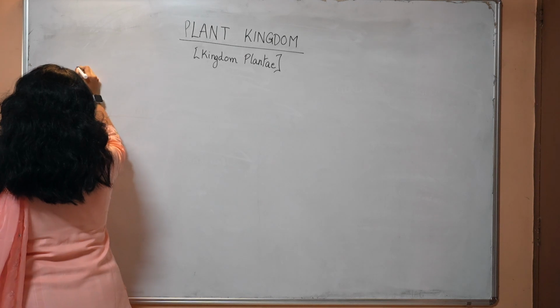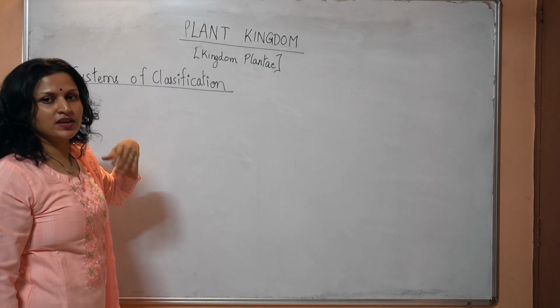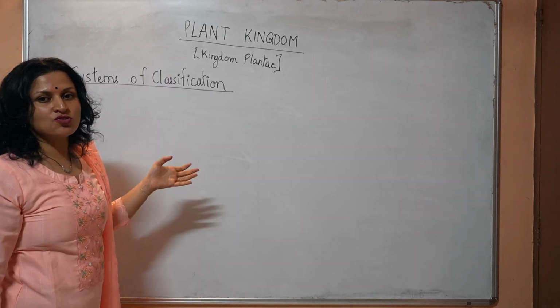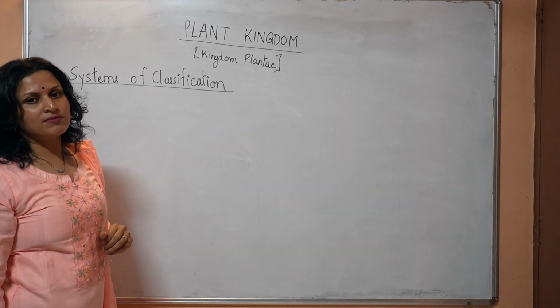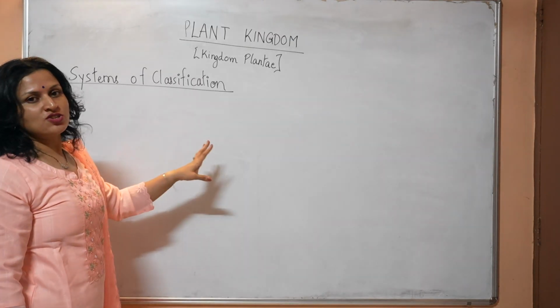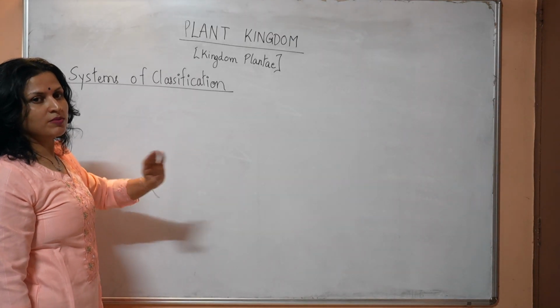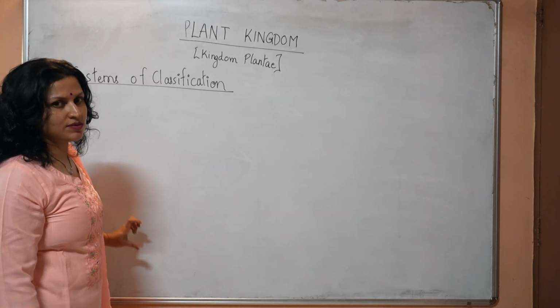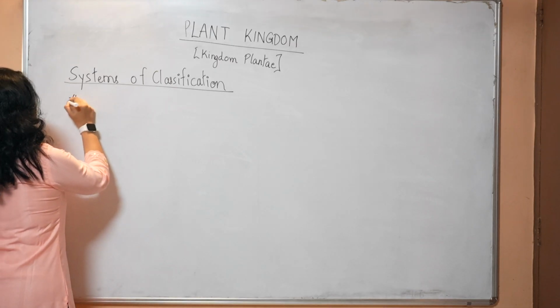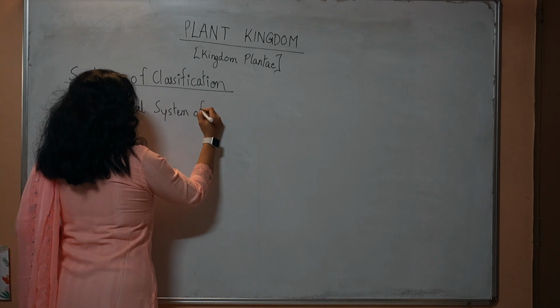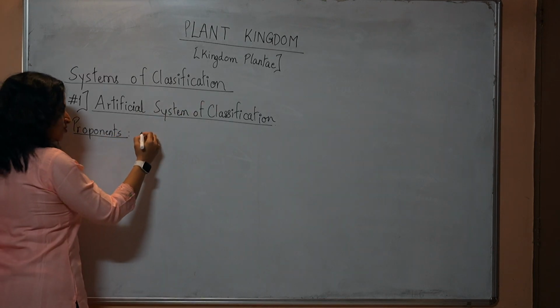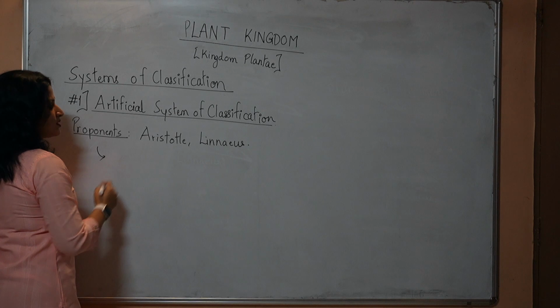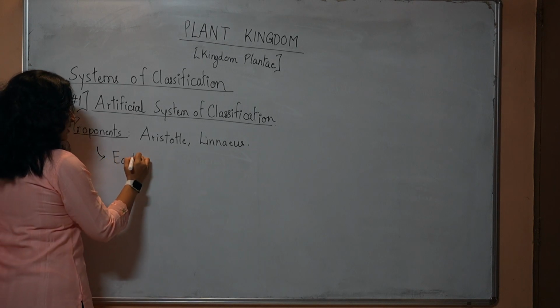Systems of classification. Classification of plants started from very early on. People like Aristotle, Linnaeus started the earlier attempts at classification. So the classification that was carried out for plants from earlier times is divided into 3 systems. Let us look at them one by one. Artificial system of classification. Proponents of this include people like Aristotle. This was the earliest system of classification.